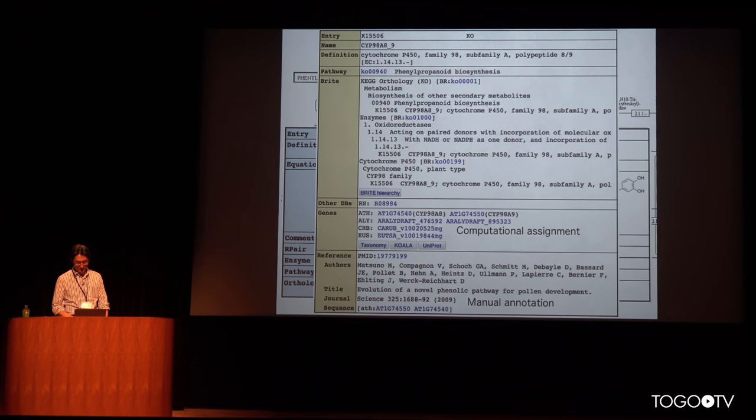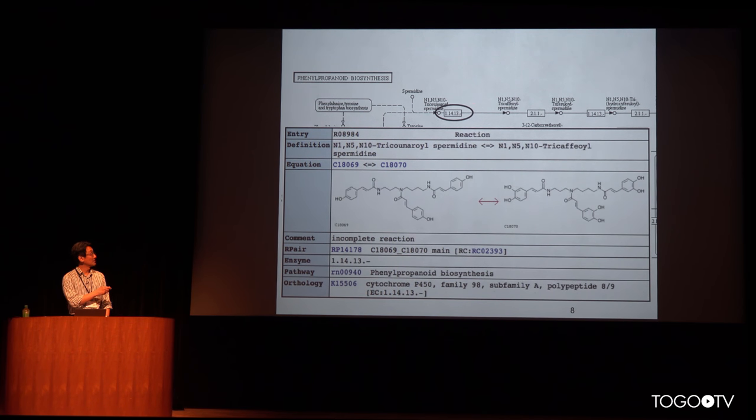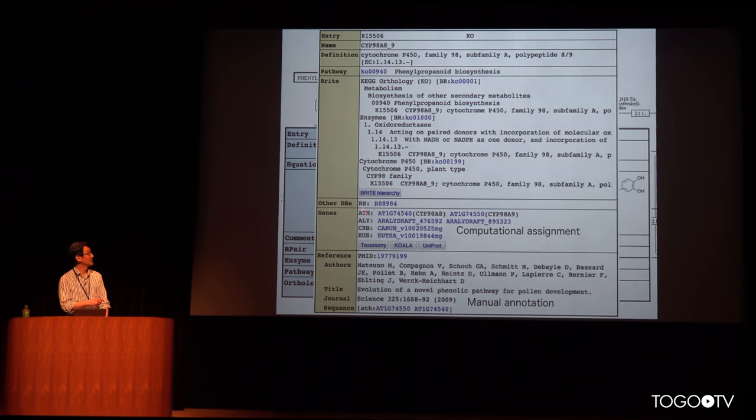So this box has the information of chemical reactions, enzymatic reactions, and author information. In this case, the literature information comes from an Arabidopsis experiment. So we manually annotate these Arabidopsis genes to this orthologue, and this is used as a reference for the other species' genes.